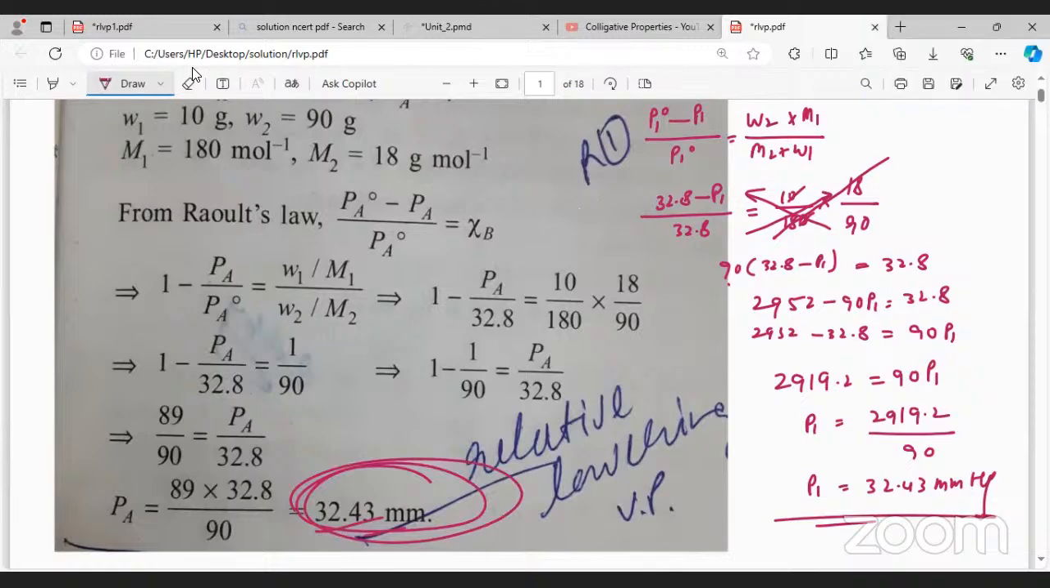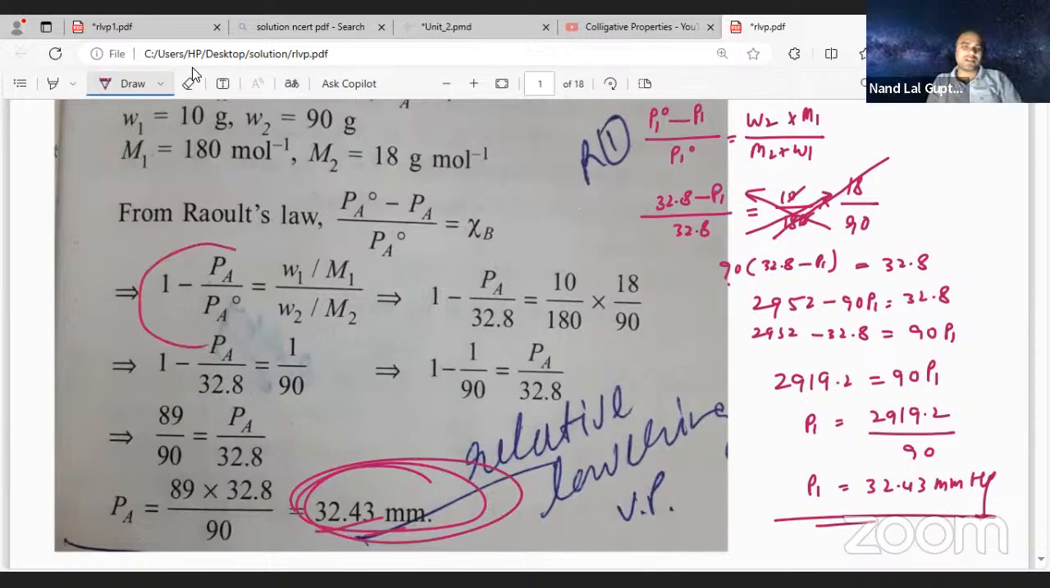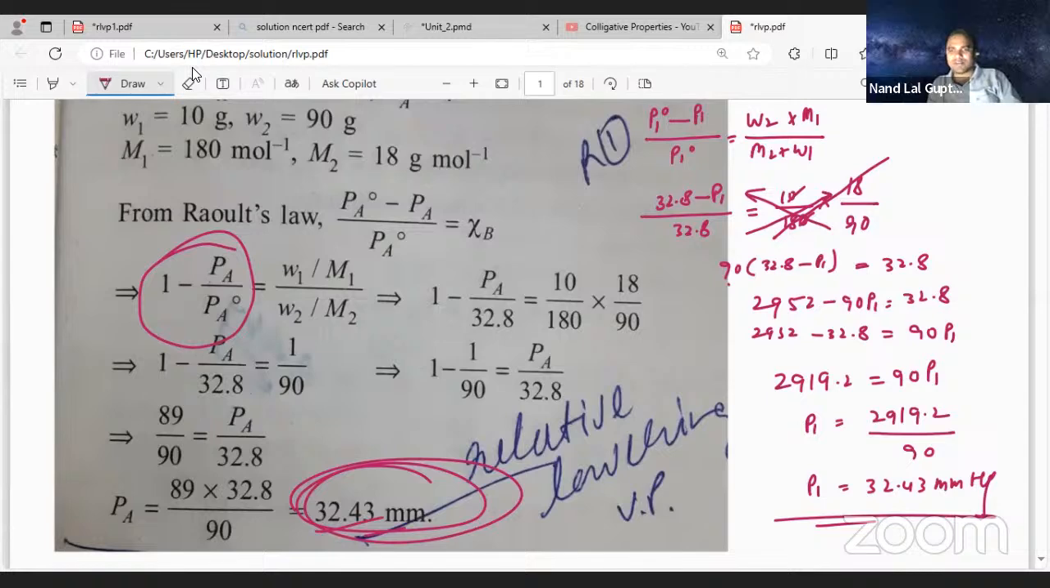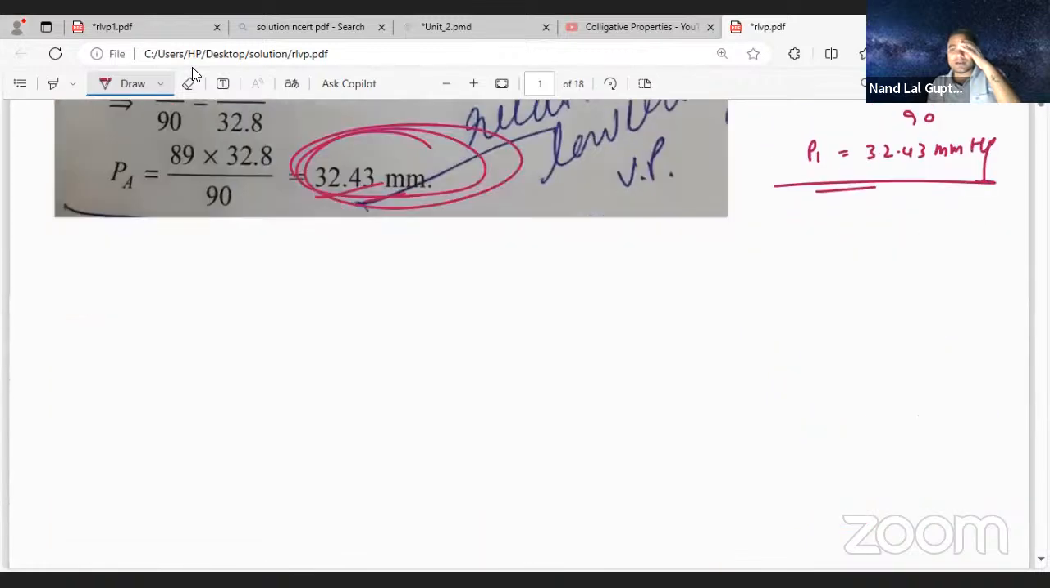In the book, they solve very differently. See how the formula they are modifying. What they have done. A lot of changes they have done. Okay, yes, leave it. Why to understand, not necessarily. Okay.